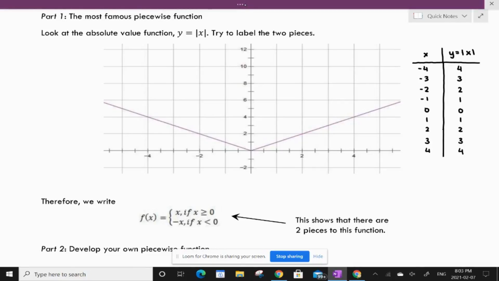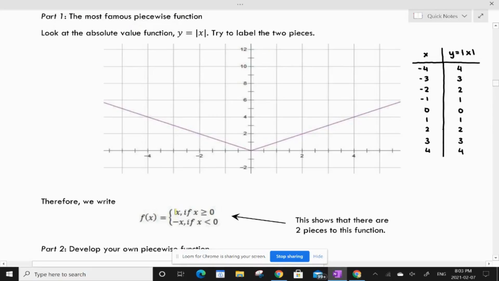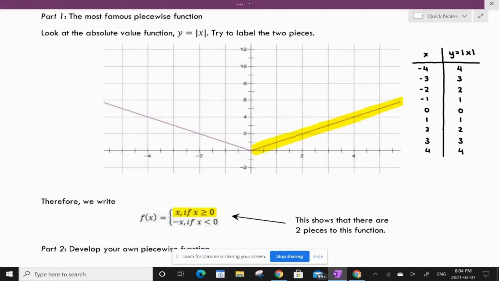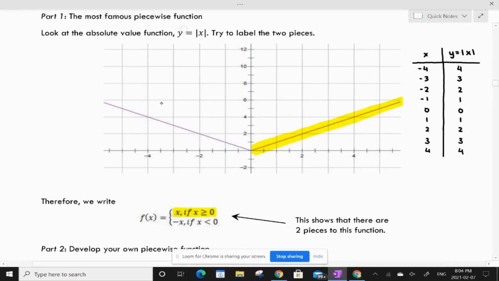So let's match up the pieces from my piecewise function with the graph that I've got there. I've got y equals x if my x values are greater than or equal to 0. That is dealing with this portion here. As long as your x values are bigger than 0, then your graph can be modeled by the equation f of x equals x. But if your x values are less than 0, which is on the left-hand side of the graph here, then the equation that models that particular portion is going to be -x instead.